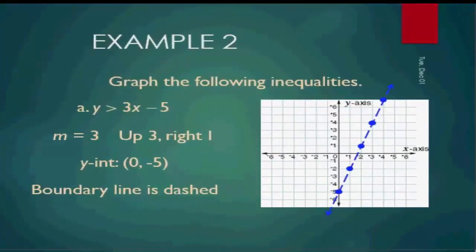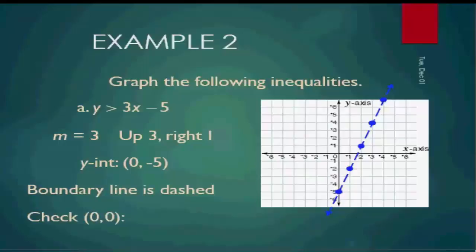And since we know that the boundary line is going to be a dashed boundary line, we plot this with a dashed boundary line. Now we check, we put in 0, 0. Now this is the point where you will find out what shading of the graph means.